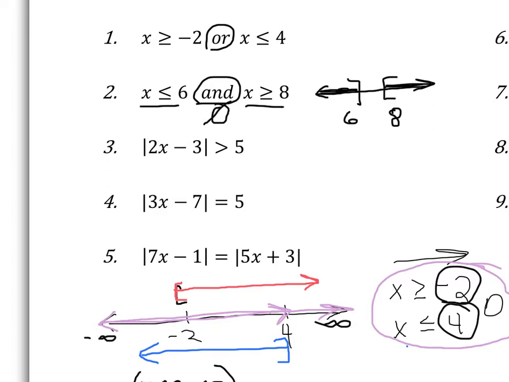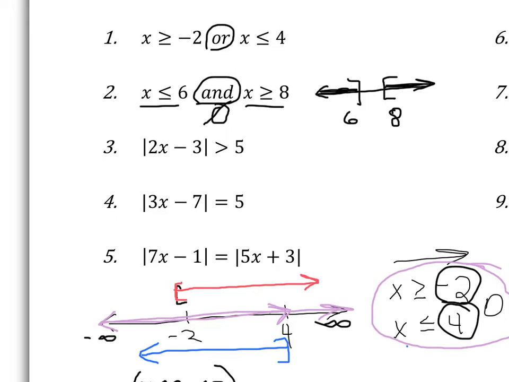And if you take any number, like 5 for instance, if x is 5, 5 is less than or equal to 6, but it is not greater than or equal to 8. If you take 7, 7 doesn't work in either case. So there is no number that will work for this case.